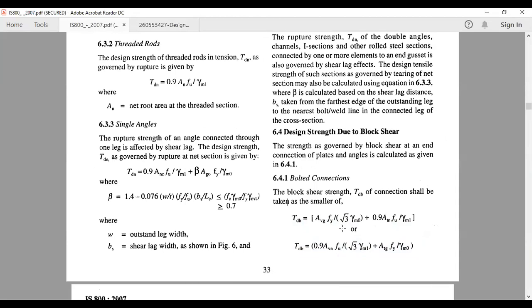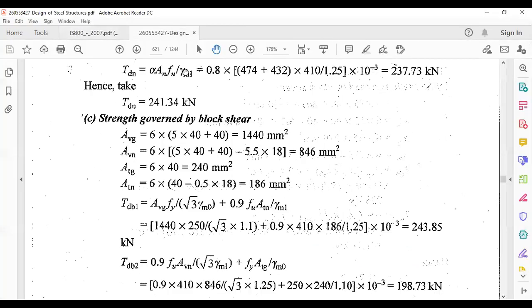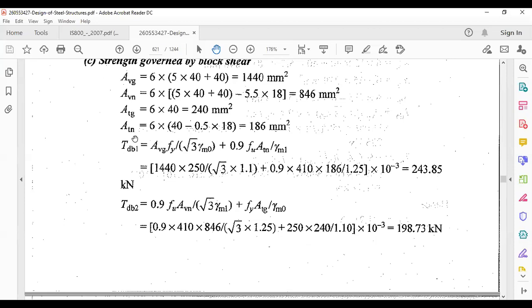Other than that, you have only the yield strength, ultimate strength, and the factors of safety corresponding to the yield strength and ultimate strength. Once you have the areas calculated, substitute them in these two equations, and that will tell you the two strengths under block shear, Tdb1 and Tdb2. The least of these two will be the strength in block shear. Out of these two, whichever is least, 198.73 kilonewton, will be the strength under block shear.